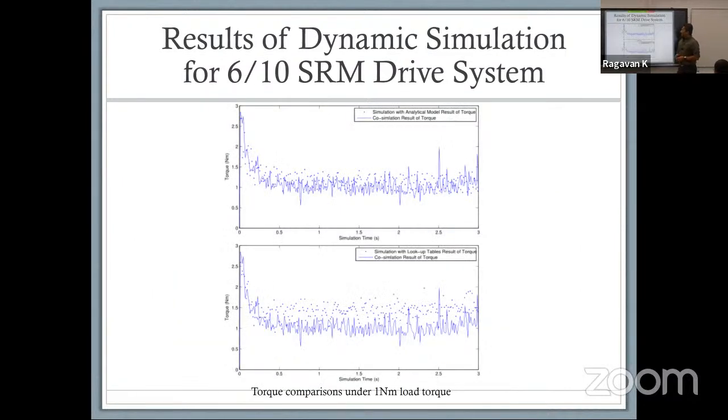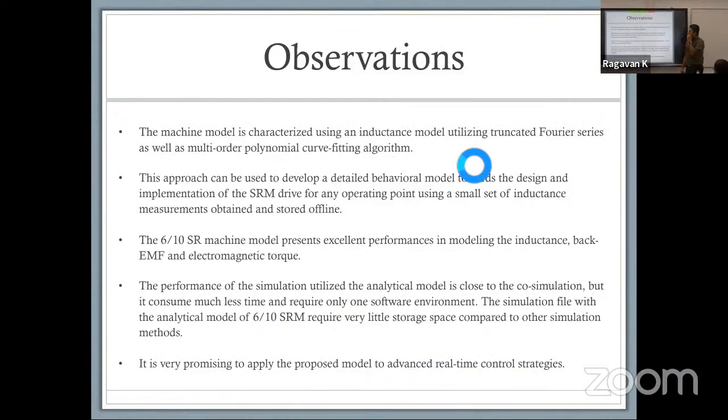The result of that dynamic model showed us that if you do a co-simulation versus the simulation using the lookup table, the LUT, they matched well, but the torque did have some variations. The variation is not big. We went from an average of about 1.25 to an average of about 1.5. So the observation was that it was substantially beneficial, but there was scope for us to fine-tune this model. We wanted to make sure that we could characterize the inductance as a truncated Fourier series.